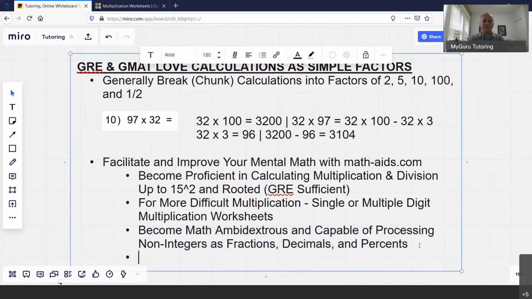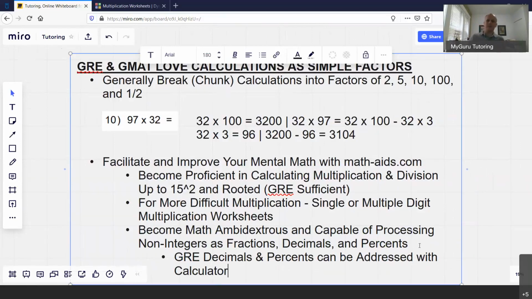So beyond that, when it comes to the GRE, decimals and percents can be addressed with the calculator.